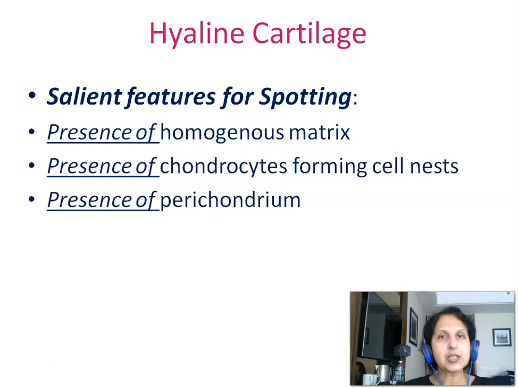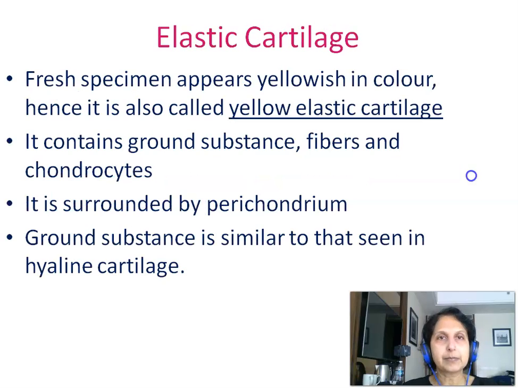Salient features for spotting: presence of homogeneous matrix, presence of chondrocytes forming cell nests, and presence of perichondrium. Now let us see elastic cartilage. The fresh specimen appears yellowish in color, hence it is also called yellow elastic cartilage. It contains ground substance, fibers and chondrocytes. It is surrounded by perichondrium.